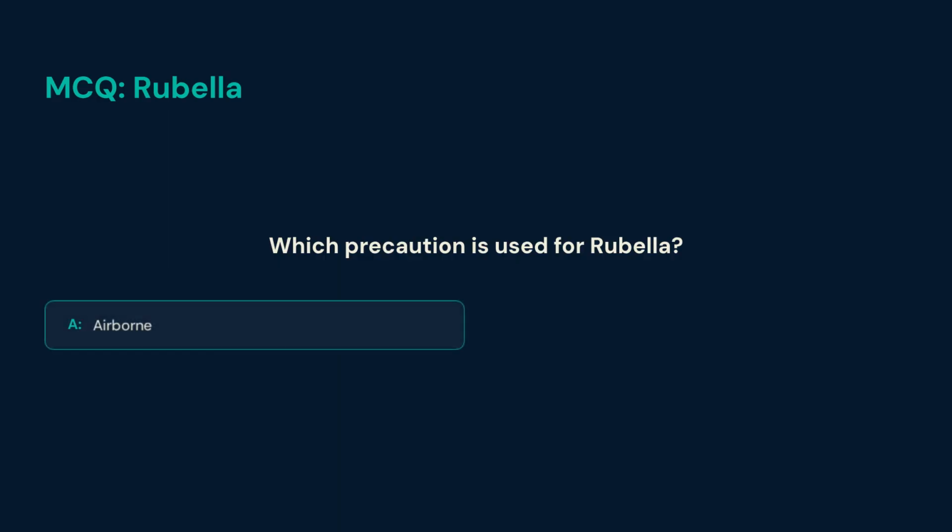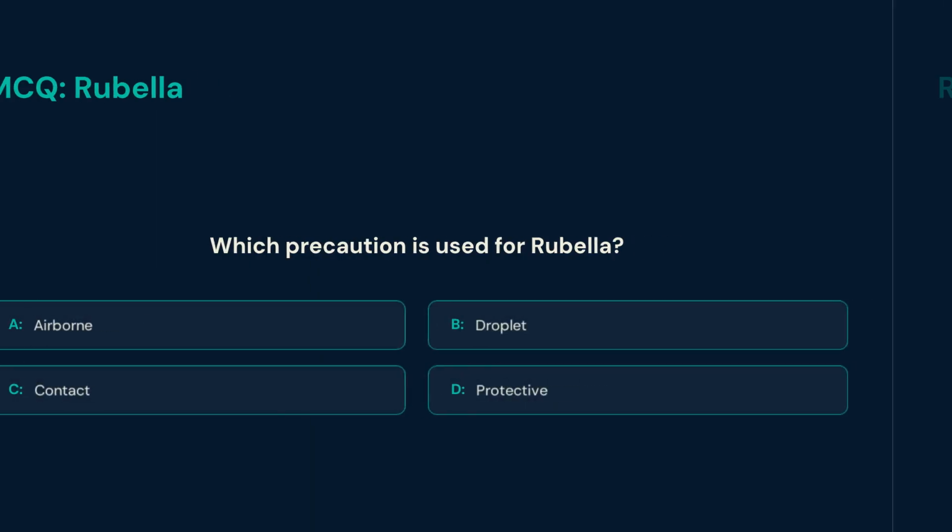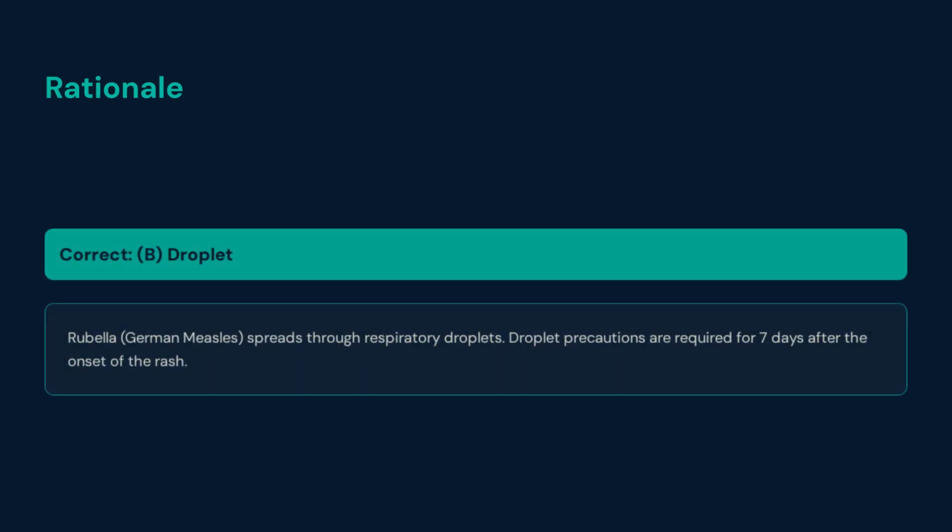Let's review rubella. Rubella, or German measles, requires which precaution? A. Airborne, B. Droplet, C. Contact, or D. Standard. The correct answer is B. Droplet. Rubella is spread via large respiratory droplets. Therefore, droplet precautions, including a surgical mask, are required.